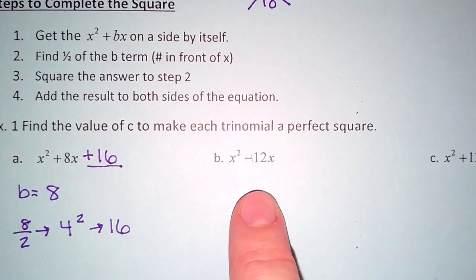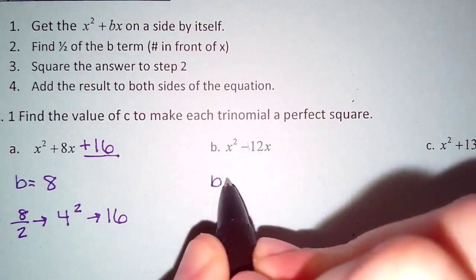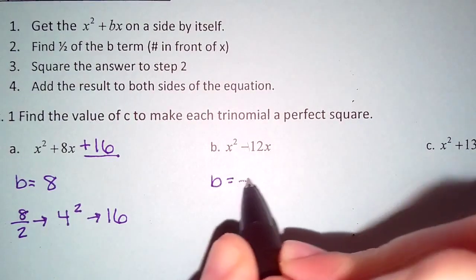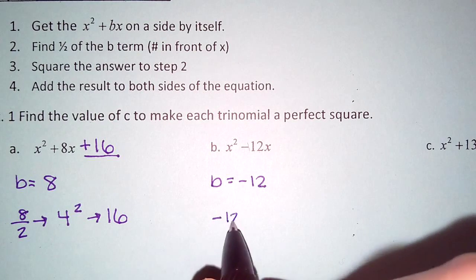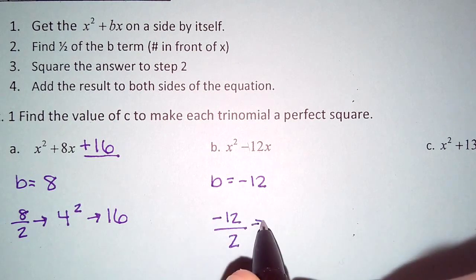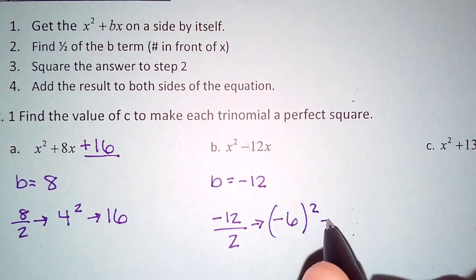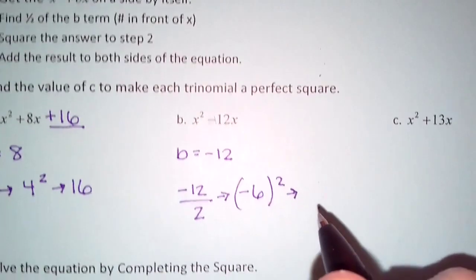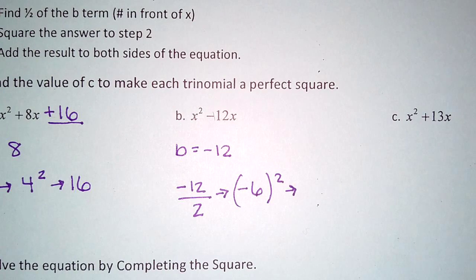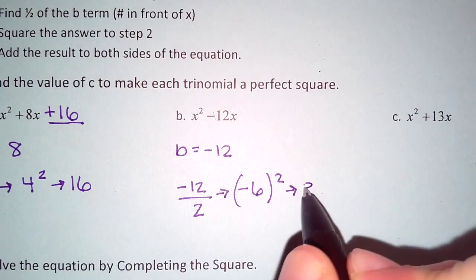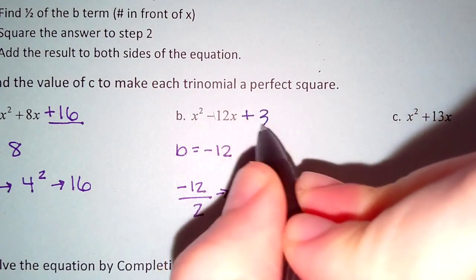So for 1b, what's our b? Negative 12. Good. So we're going to take that term, divide it by 2, and what do we get? Negative 6. And then when I square that, careful, every time I square something, it will be positive. So it's 36. So that would be positive 36.